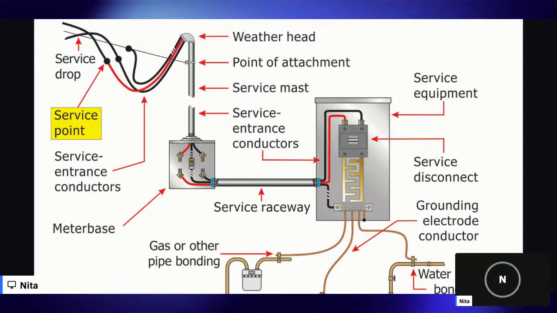So you need to always note whether the service is overhead or whether it's underground. Our service drop conductors connect with our service entrance conductors at what we call the service point. This circle represents a splice. The service drop conductors are one cable assembly, 3 wires, 2 hot and 1 neutral. There is a splice, which means we cut those wires and we have a new cable assembly, same 3 wires, that connect. At that point of connection, it is called the service point.